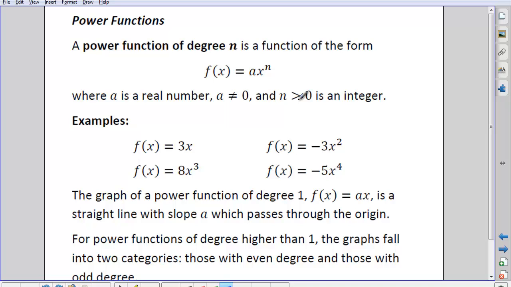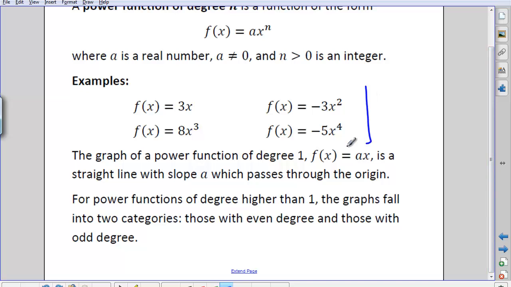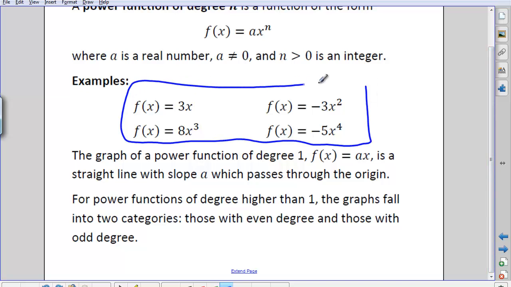Alright, let's talk about power functions. Power functions are a particular type of polynomial function, and these are polynomial functions that just have one term. So if you look at these examples right here, all four of these polynomial functions, each one has one term: 3x, 8x cubed, negative 3x squared, negative 5x to the fourth. Each has only one term. So we call that a power function.